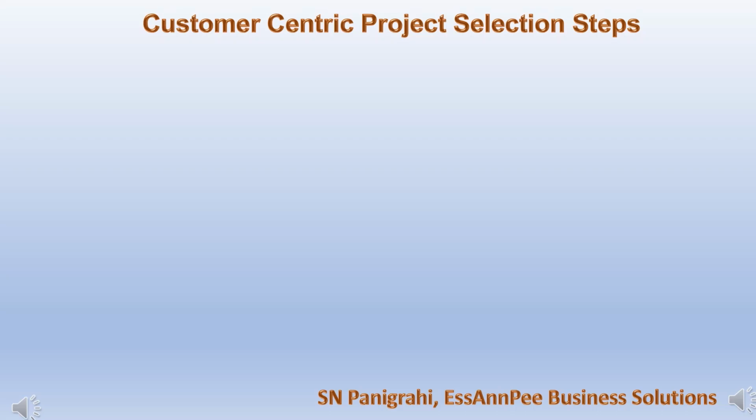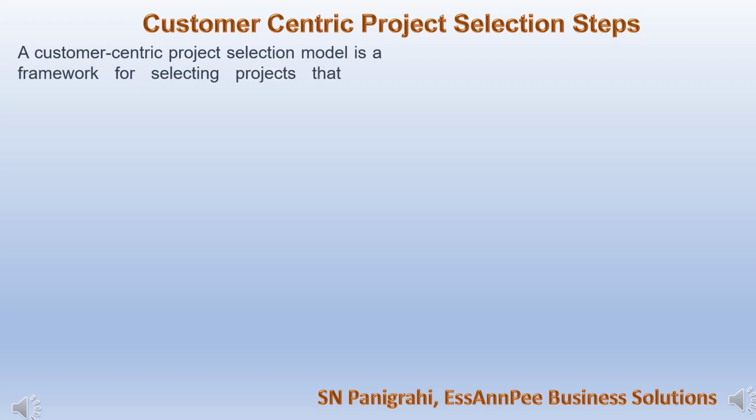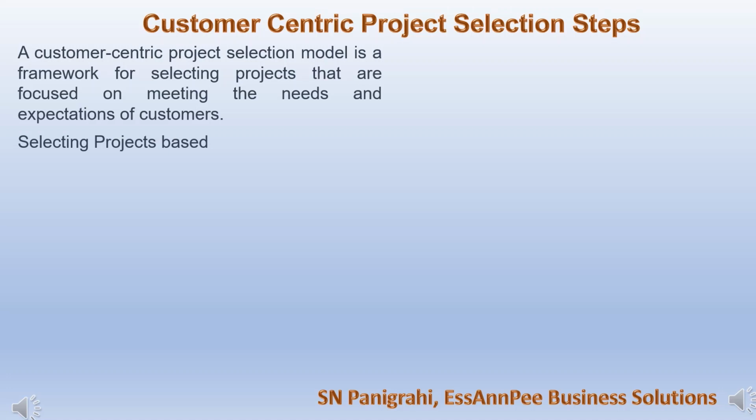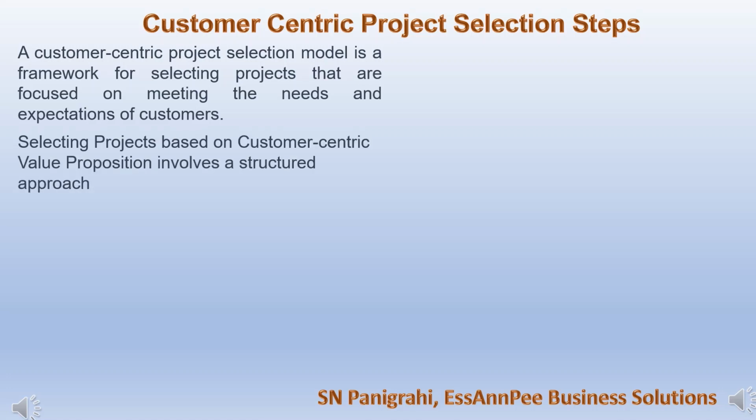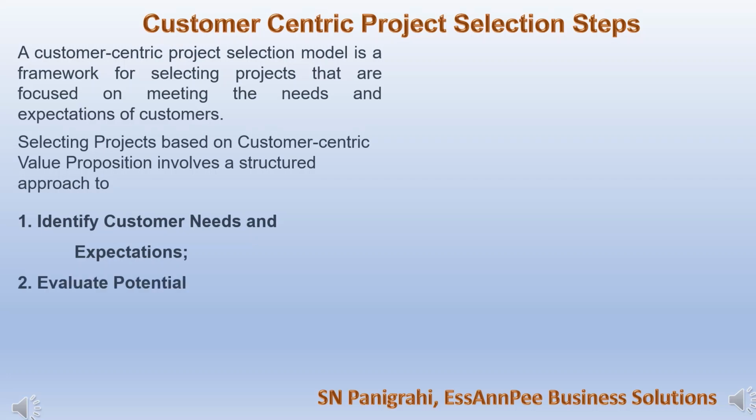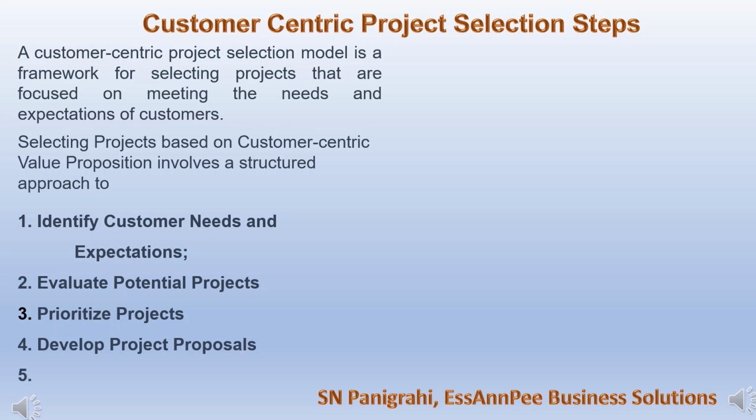Customer-centric project selection steps. A customer-centric project selection model is a framework for selecting projects that are focused on meeting the needs and expectations of customers. Selecting projects based on customer-centric value proposition involves a structured approach to: 1. Identify customer needs and expectations. 2. Evaluate potential projects. 3. Prioritize projects. 4. Develop project proposals. 5. Review and approve projects. Let's now discuss each of the steps with more details.